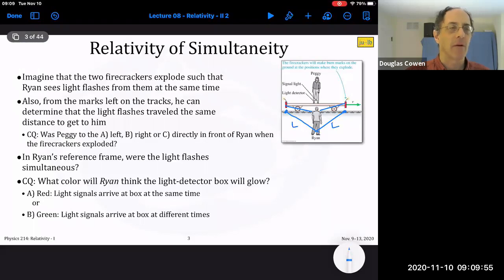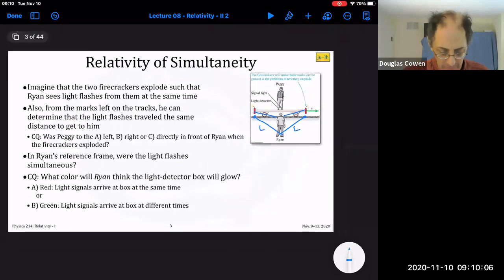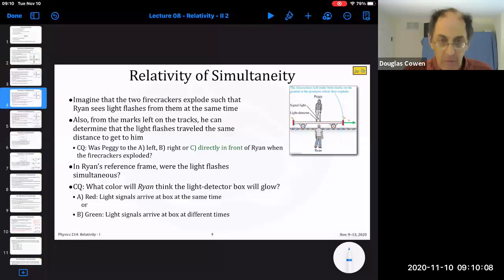All right. So over half of you chose the answer C. That's correct. So she will be standing basically directly in front of Ryan when those firecrackers explode, because she's halfway between the two firecrackers. And Ryan knows that those two firecrackers were equidistant from his position when they exploded.